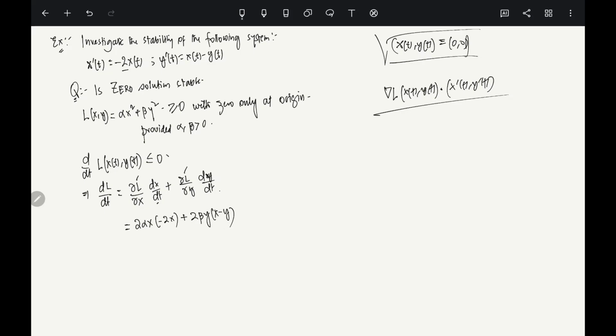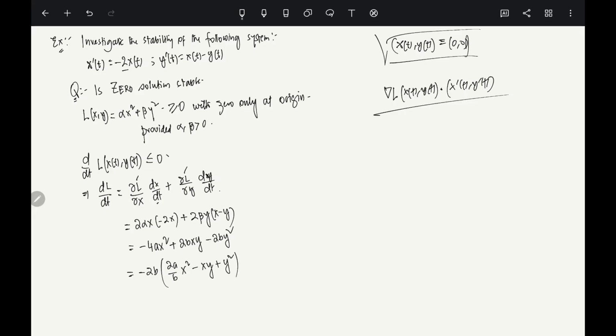Okay, so this will actually give us minus 4ax square plus 2bxy minus 2by square, right? That's your del y del t. And this you can write like this: minus 2b, let me write it like this, it is 2a by b x square minus xy plus y square.